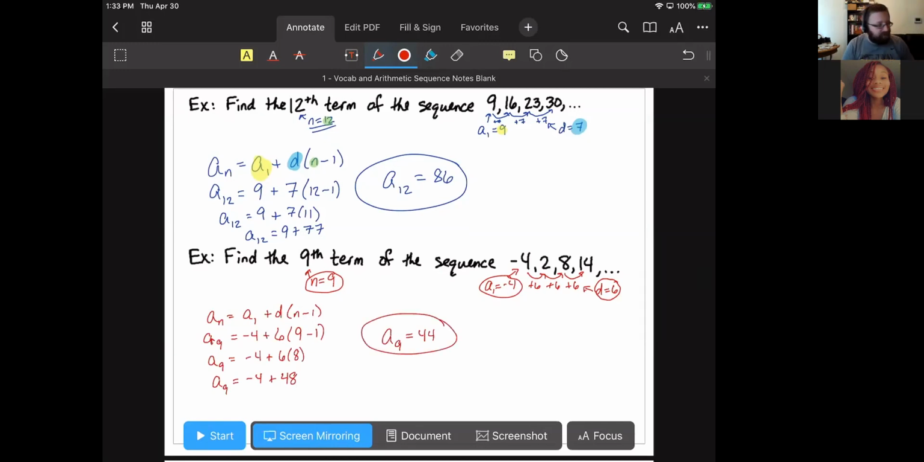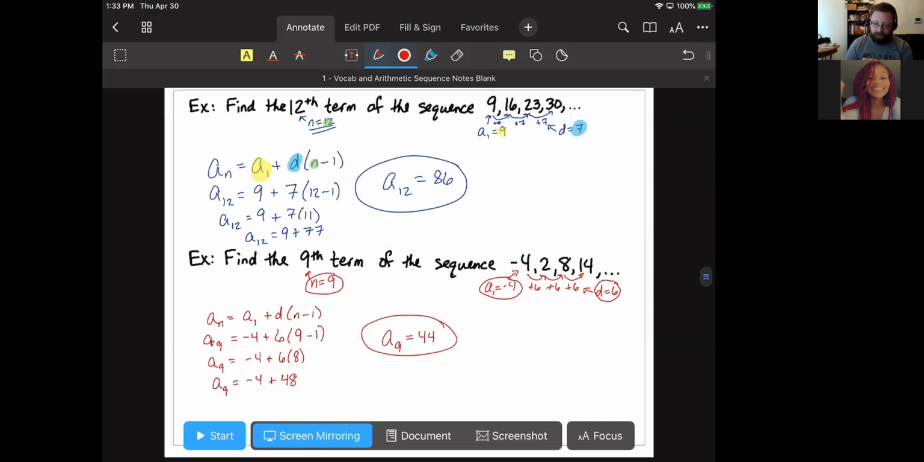Okay, this is the skill that we're going to work on Delta Math tonight. Your assignment will actually have a Delta Math component and an IXL component because the Delta Math doesn't have great practice for the other skill we need to practice. Okay, so we've got an A sub 9 is 44.